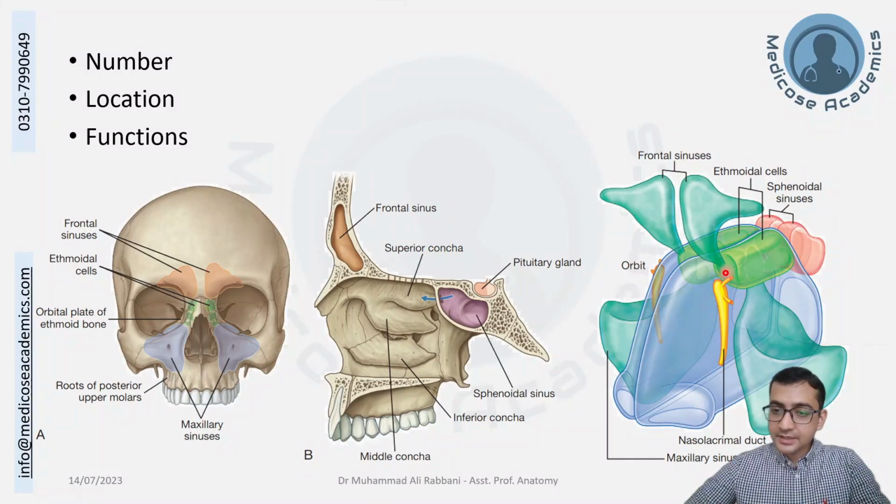The frontal air sinus is anterosuperior to the nose. The sphenoidal air sinus is posterior to the nasal cavity. The ethmoid air sinuses are lateral to the upper part of the nose, between the nose and the orbit, and the maxillary sinus is mostly forming the lateral wall of the nose and even extending beneath it, below it.